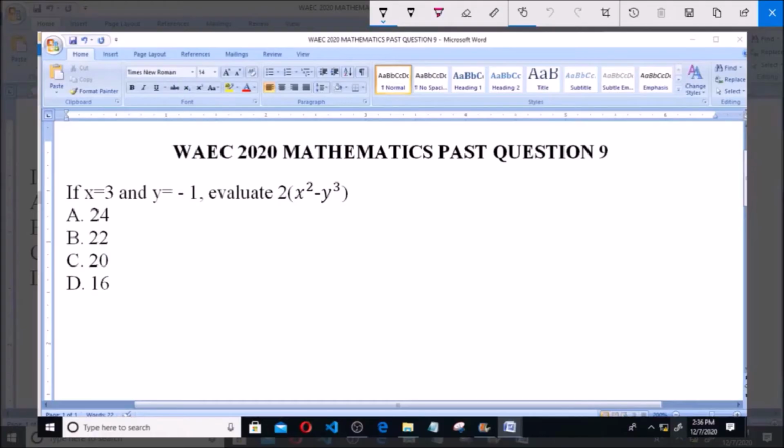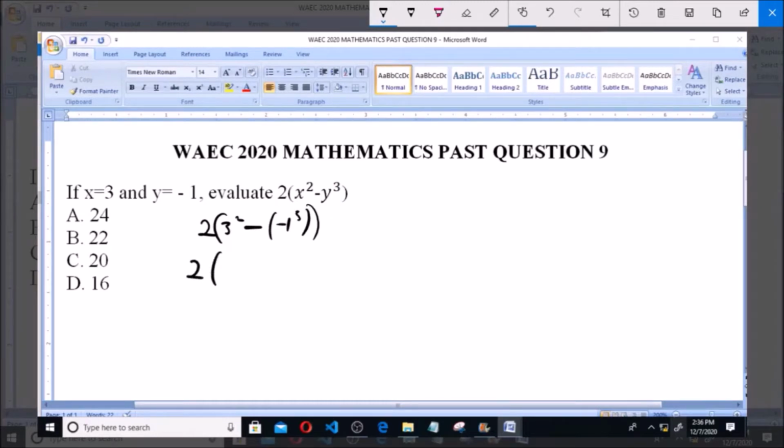Hello, good day and welcome. I will be answering WAEC 2020 Mathematics Past Question 9. If x is equal to 3 and y is equal to minus 1, evaluate 2 into x squared minus y cubed. Now x is equal to 3 and y is equal to minus 1. So that will be 2 into x squared, which is 3 squared, minus y cubed, that's minus 1 cubed.